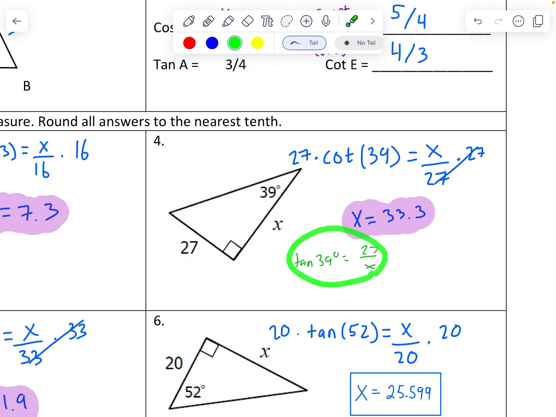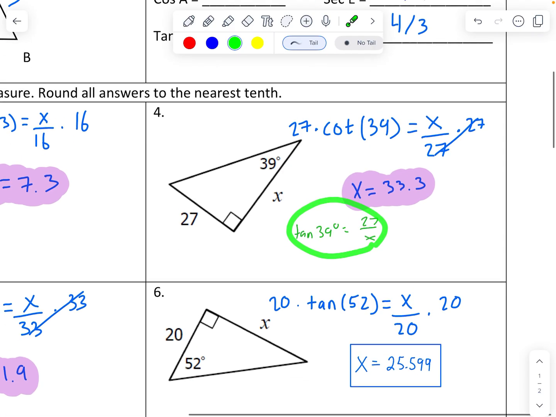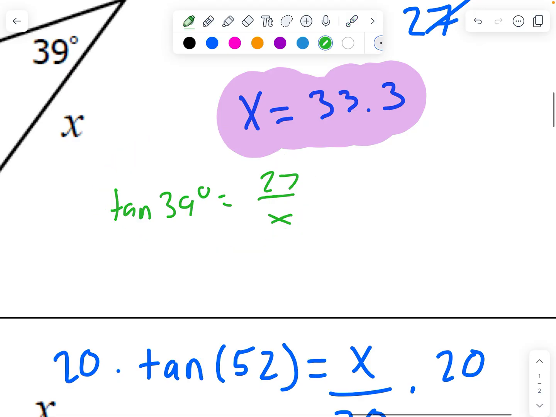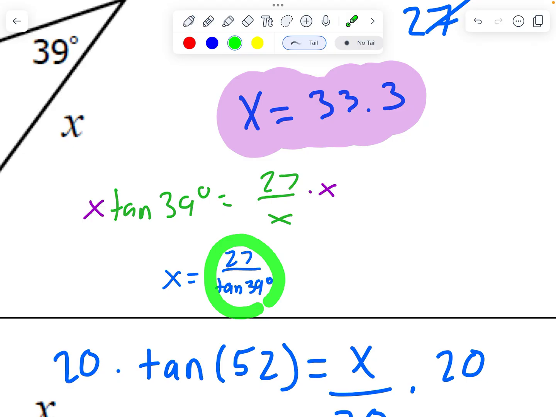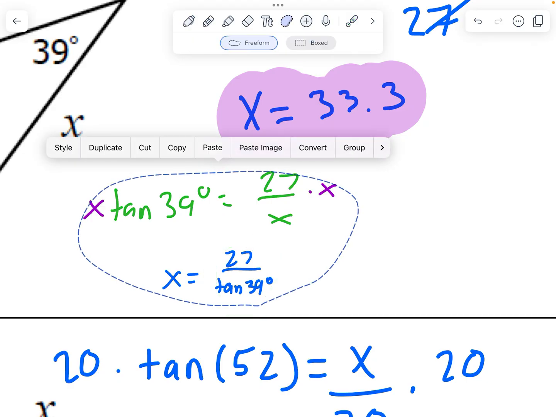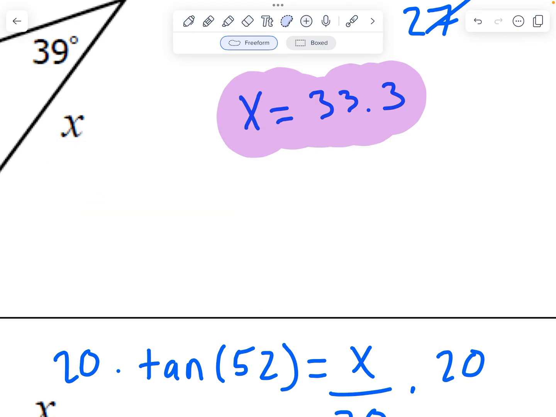But to solve this green one, you just multiply both sides by x. This math is always the same, so it's not very difficult. You multiply both sides by x, and then divide both sides by tangent of 39. So in the end, you get x equals 27 divided by tangent of 39 degrees. And you can just type this on a calculator, and it gets you your answer, which will be the same as this answer.